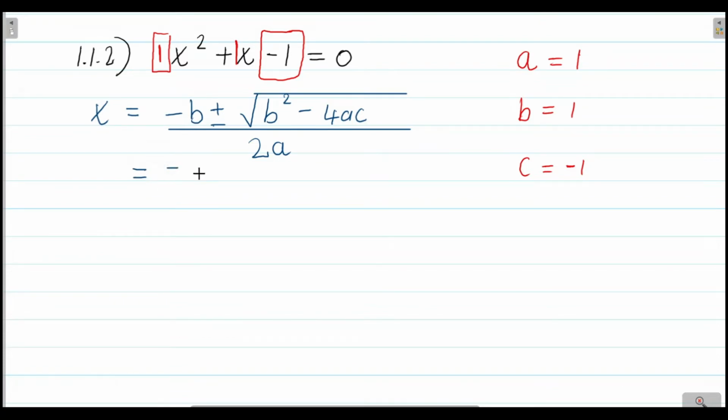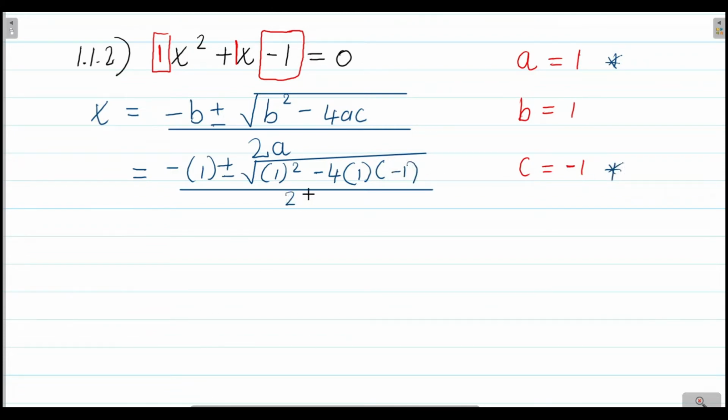So it's going to be minus, what is our B? We said our B is 1, so it's going to be minus 1 plus or minus the square root of B squared. We said your B is 1, so it's going to be 1 squared minus 4. What is your A? We said your A is 1. What is your C? We said it's -1, all over 2. What is your A? We said your A is 1.